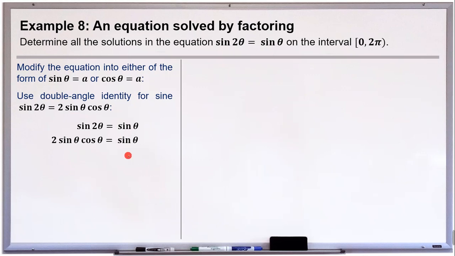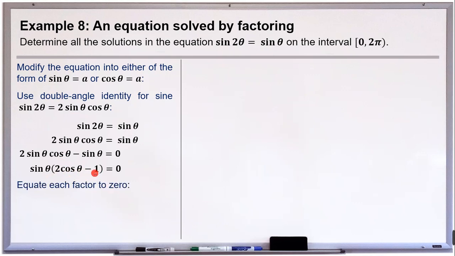So in order to correct that, you have to transpose this to the left side of the equation so that we can factor out sine theta. So we have here 2 sine theta cosine theta minus sine theta equals 0. As you can see, we have two terms on the left side, and there's a common expression for the two terms, and this is sine theta. So factor out sine theta. What's left is 2 cosine theta minus 1. Then equate each factor to 0 because we have two factors.